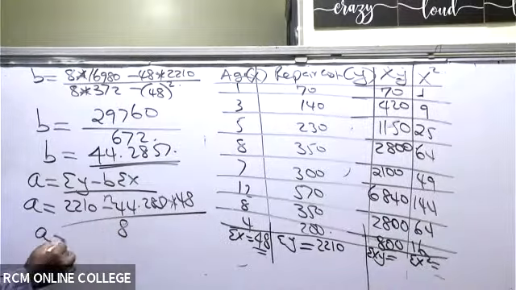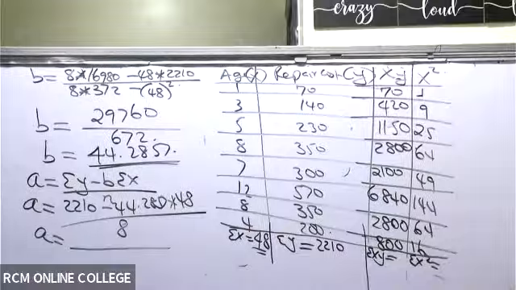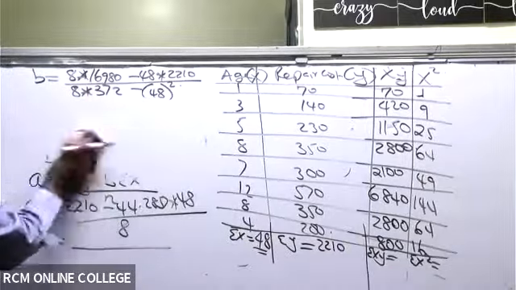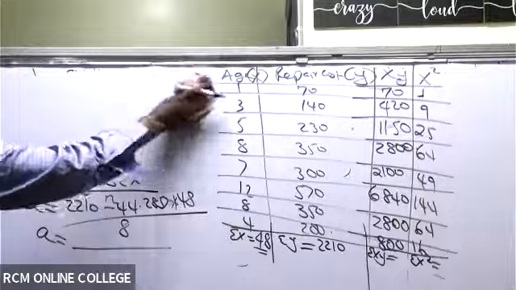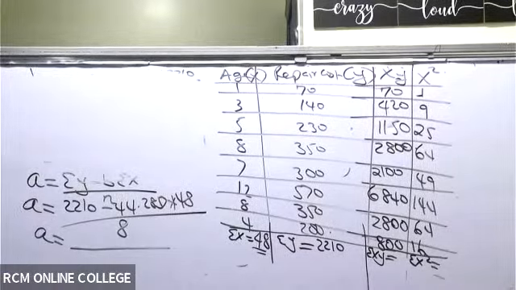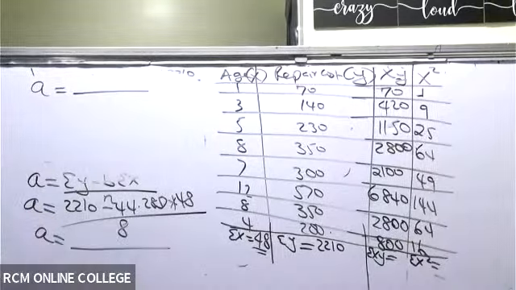Again, go slowly and give me the numerator. Is there somebody who is able to give me the numerator for getting the value of A? To get the numerator, we are taking 2210 minus 44.2857 times 48. Somebody should be able to give me the numerator. What do we have there as the numerator?